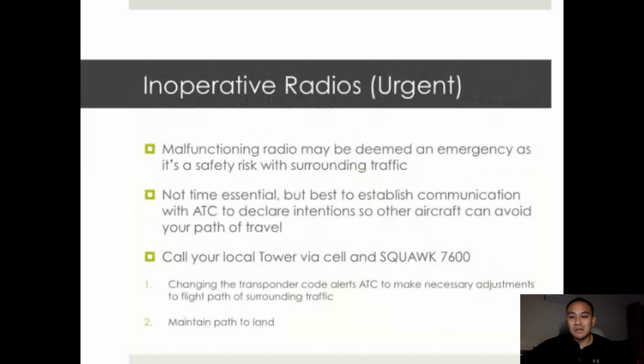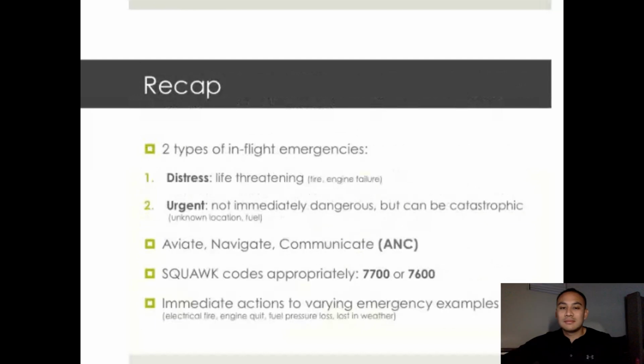So it's best to establish communication with ATC to declare intentions so that other aircraft can avoid your path of travel, because you don't want an inadvertent crash in midair. Even though you're looking, there are some blind spots, so it's best to either give your tower a call if you have their phone number, or if your electronics still work except your radio, change your transponder and squawk 7600.